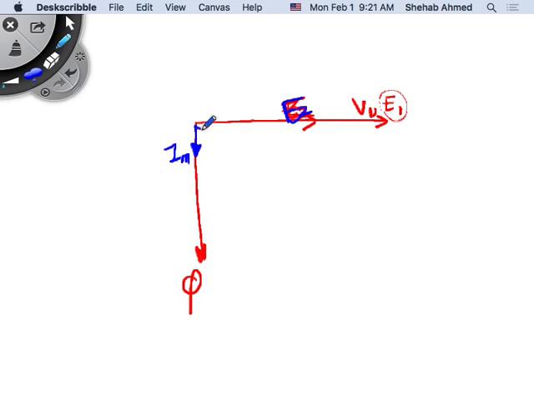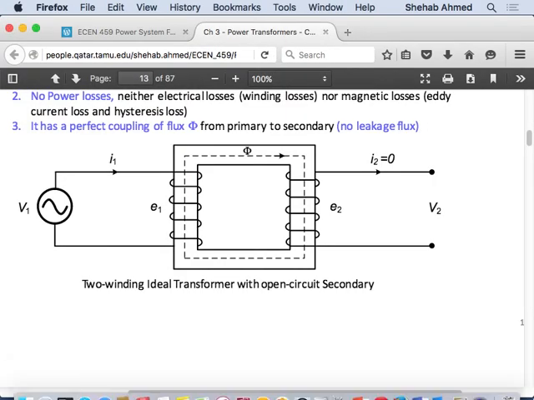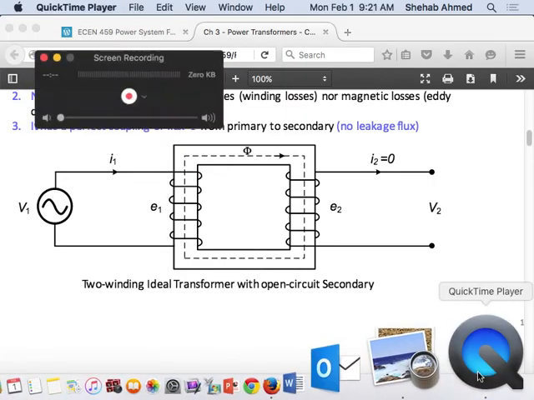Now I can connect a load across the secondary winding. This will be at a certain power factor. I don't care. So this will be the equivalent circuit of the transformer. So we'll stop here. Next time we'll go over it again and continue.